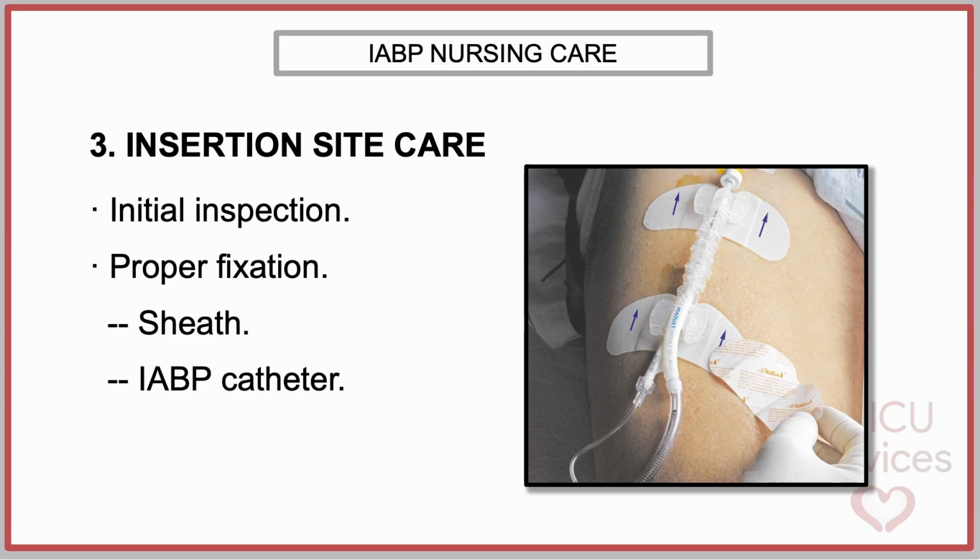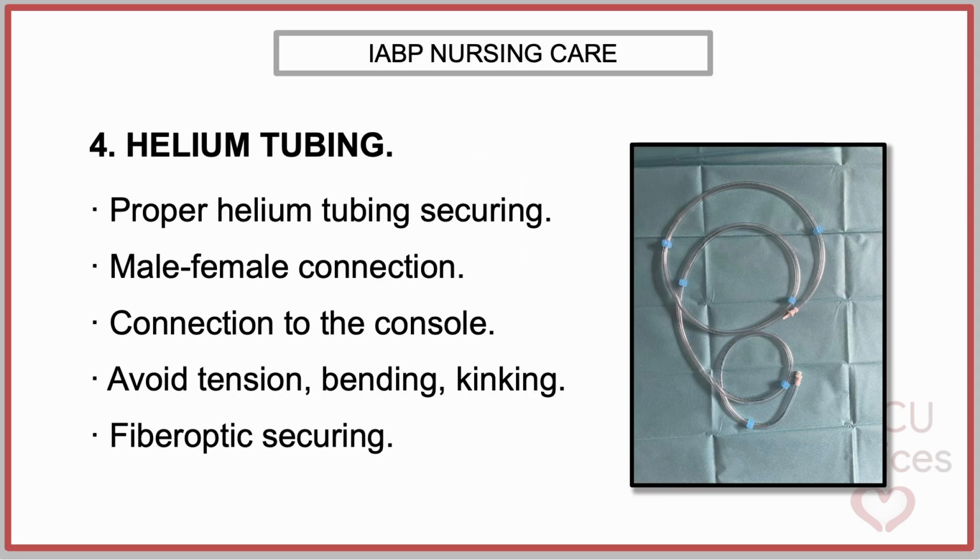When securing the IABP catheter to the patient's thigh, nursing staff should ensure that the catheter follows a natural trajectory without acute angulation at the insertion site, as tenting of the arteriotomy site can predispose to bleeding complications. Another important aspect of early nursing care following IABP implantation is the proper securement of the helium tubing that connects the catheter to the console.